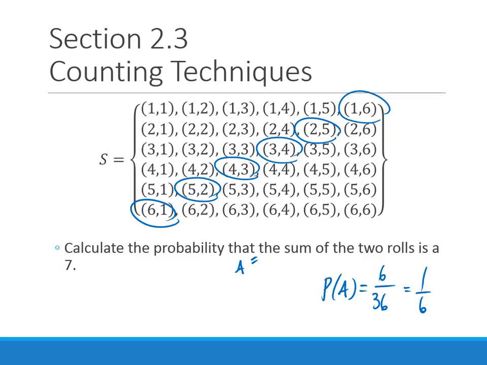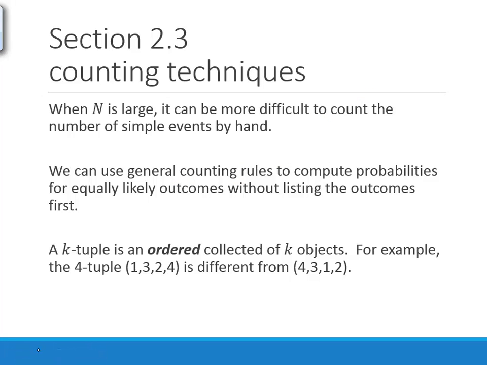So that's great. In a situation like this, it's pretty straightforward to say, okay, here's what I want to know about. I can actually just count what all the outcomes are. So here, n is 36. It's not that bad to actually write out everything. I mean, you probably wouldn't want to do that, but you could. But when n becomes 100 or 1,000 or anything really bigger than that, you definitely don't want to write all the things out. So we can use some general rules to compute probabilities for these equally likely outcomes without actually listing all the outcomes out.